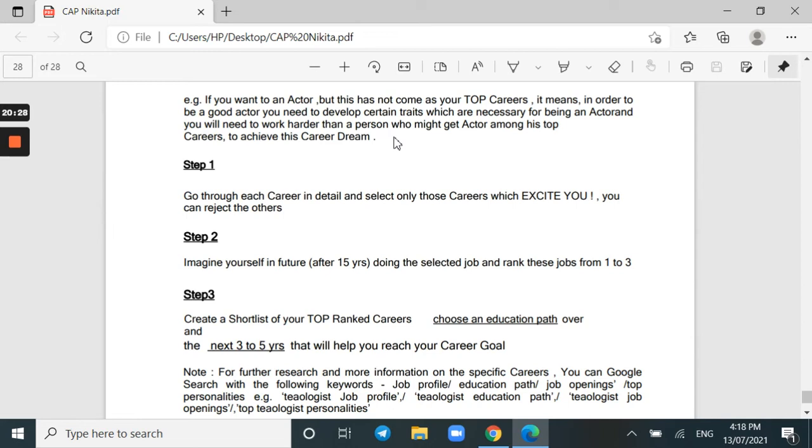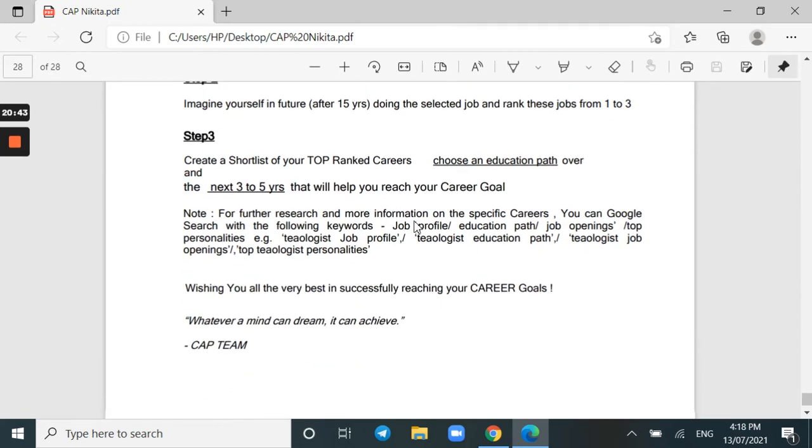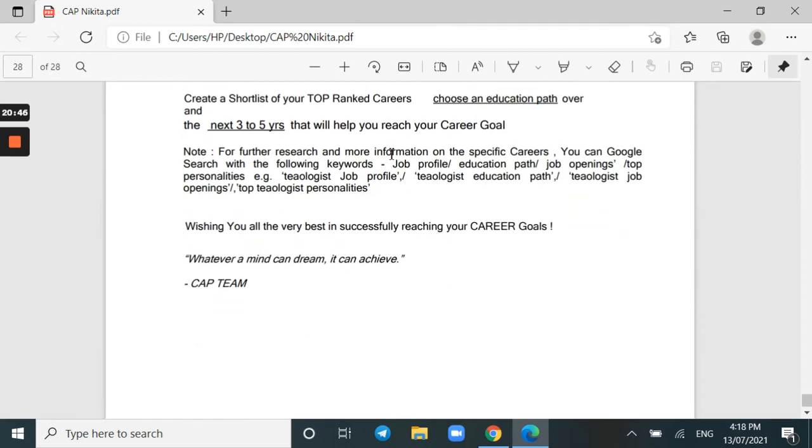There could be so many careers you may not have thought of, but they have come here, so you can think about them and get more information. How do you get more information? So the first step is to go through each career in detail and choose those careers which excite you. So the point is you have to be excited about that career. How do you get excited? By getting more information. How do you get more information?